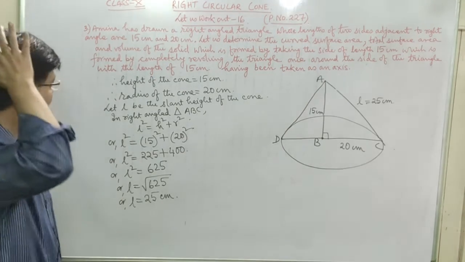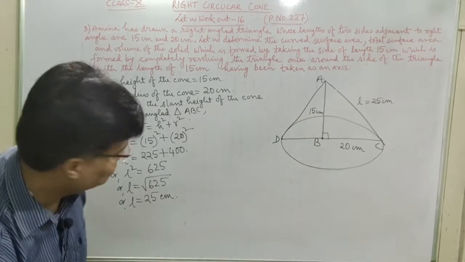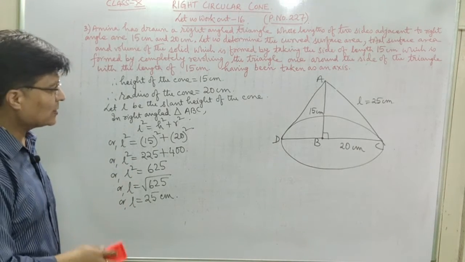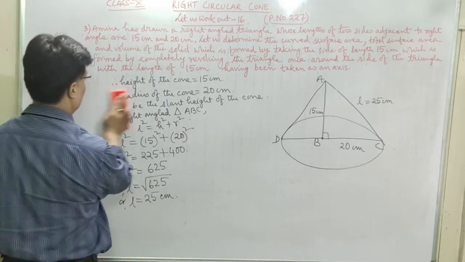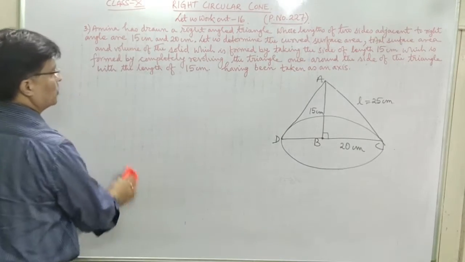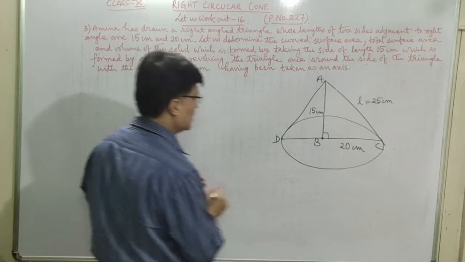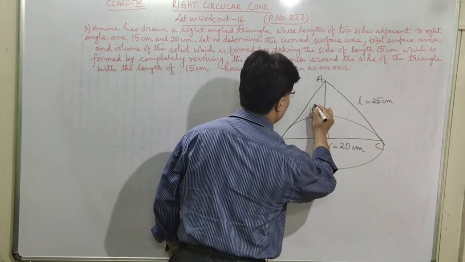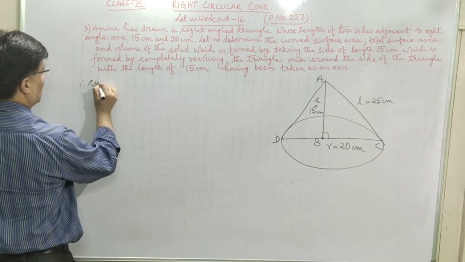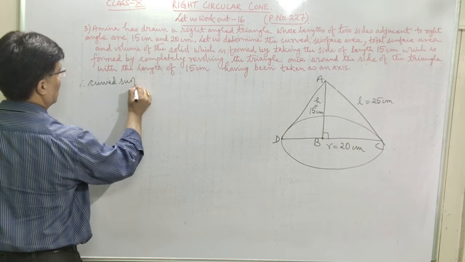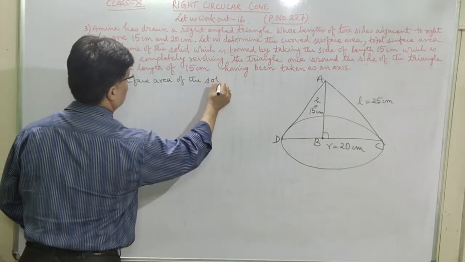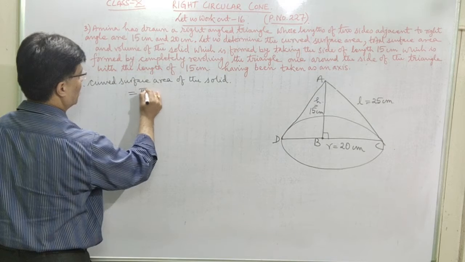Okay, so now let us find out the curved surface area. So I think you have understood it. That is the slant height, 25 centimeter. So now in this case, this 20 centimeter is R and this 15 centimeter is the height of the cone. Now let us calculate curved surface area. Therefore, curved surface area of the solid, which here is a cone, is equal to, what is the formula? Pi RL.